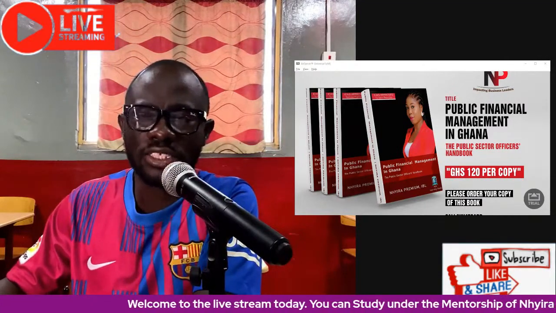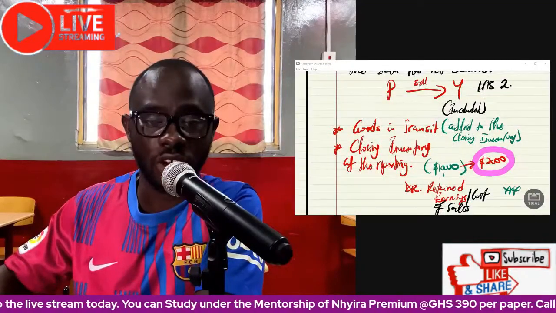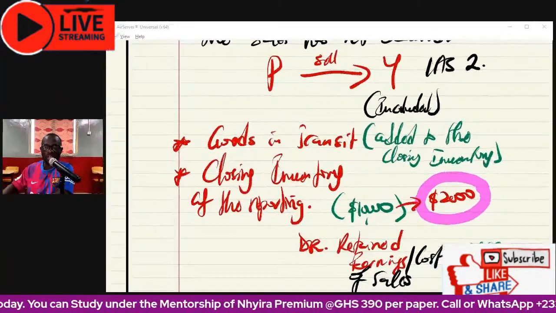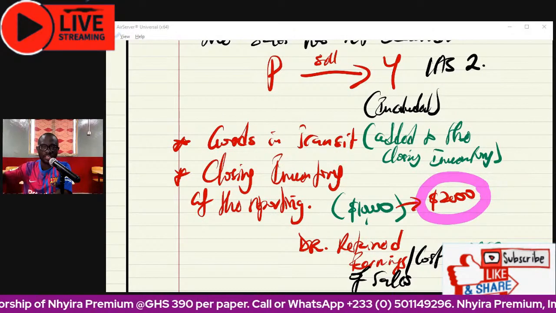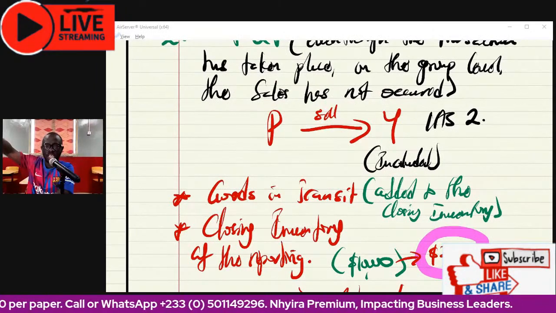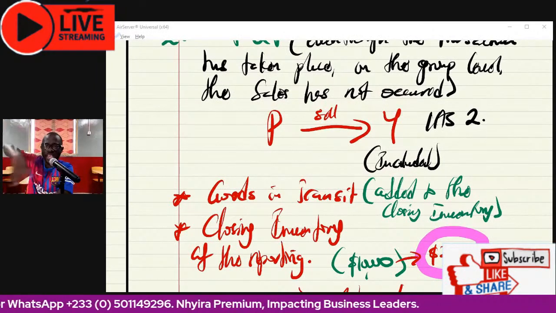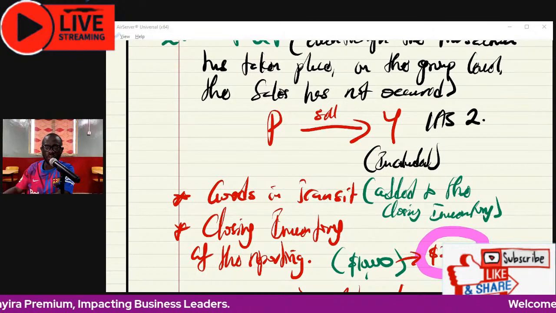Stan Obi, I don't understand your question. The reason why we are calculating this provision for unrealized profit is that the goods have been sold to the entity, to Y, say the subsidiary Y, but they've not sold it yet. It is still part of their inventory. That is why we are calculating the provision for unrealized profit.